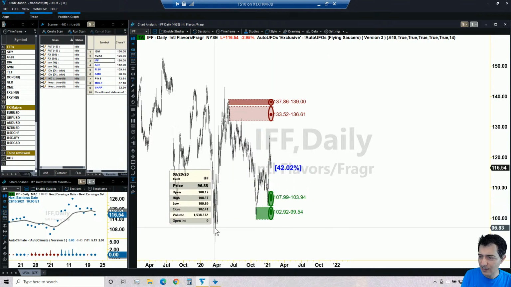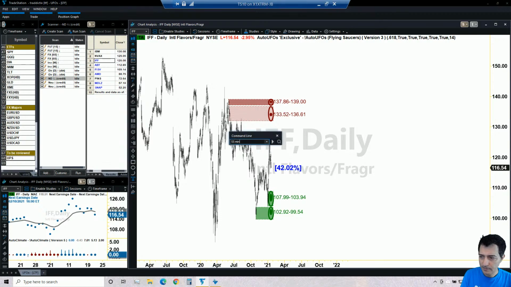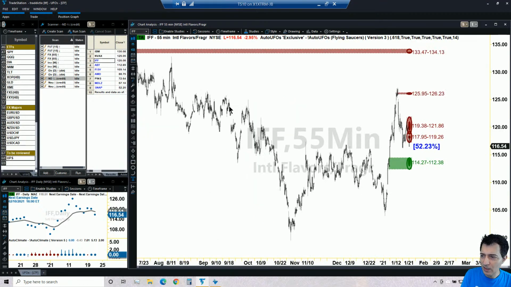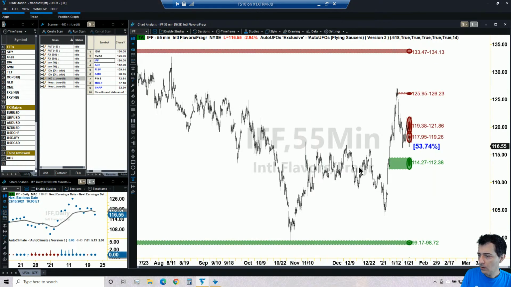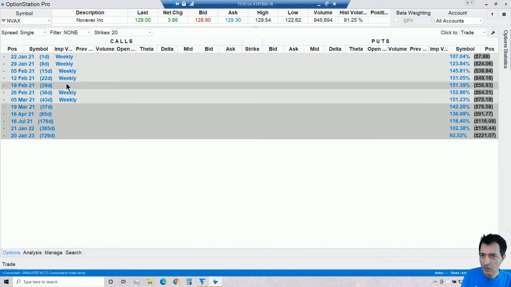So let me load data starting in March last year. Maybe I didn't load enough data. So let's do it manually. March 2020. Aha, yes, I do have more UFOs below. Now, they are very, very far away. And yeah, February 10 is not so far. So let's take a look. What was the stock again? IFF.